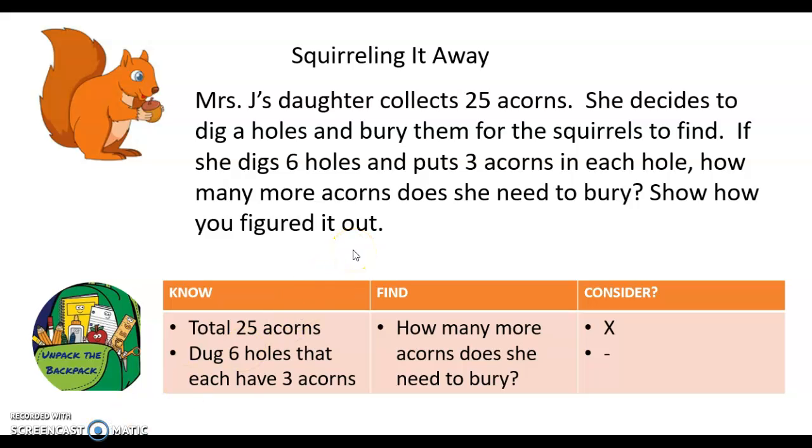So let's take a look at this particular question. Miss J's daughter collects 25 acorns. She decides to dig a hole and bury them for the squirrels to find. If she digs 6 holes and puts 3 acorns in each hole, how many more acorns does she need to bury? Show how you figured it out.